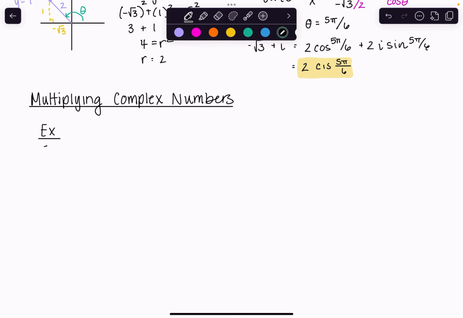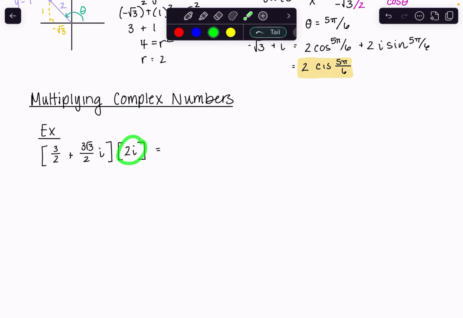We are going to take the complex number 3/2 plus 3 root 3 over 2i, and we are going to times that by 2i, okay? So I definitely can go through, and this is not one that's bad for me to multiply out because I only have a single term here, so I can distribute it to each piece. So if I take 3/2 and times it by 2, that leaves us with 3i. And then I have 3 root 3 over 2 times 2. That would leave us with 3 root 3. And then the i times i gives us i squared.